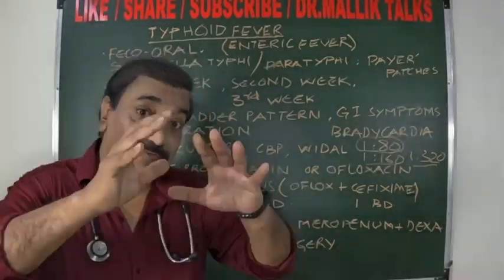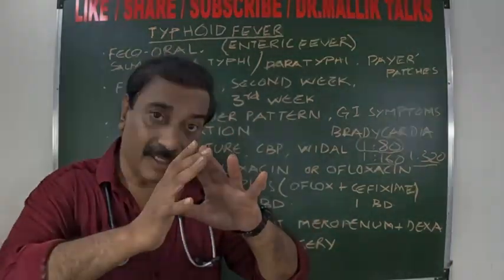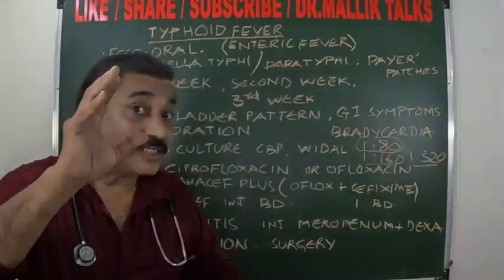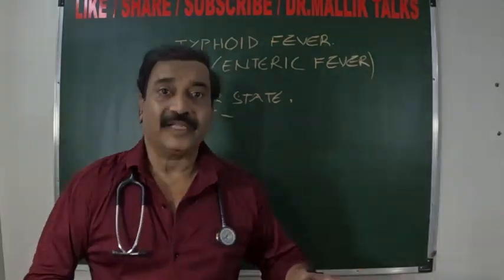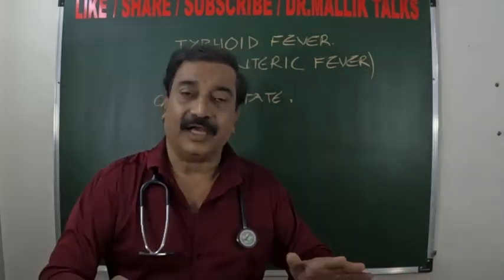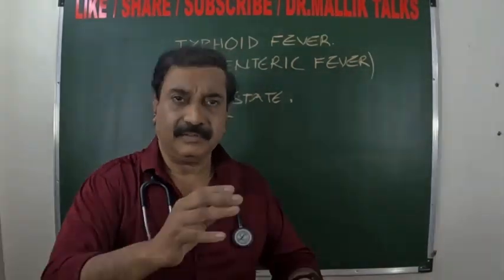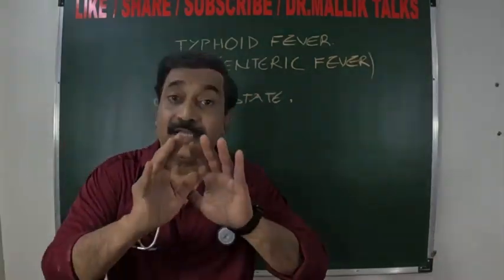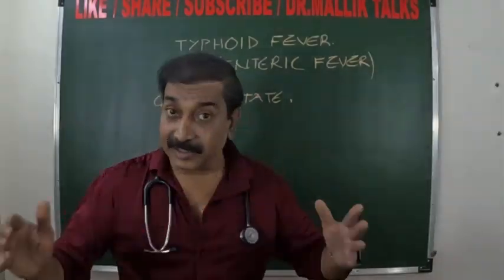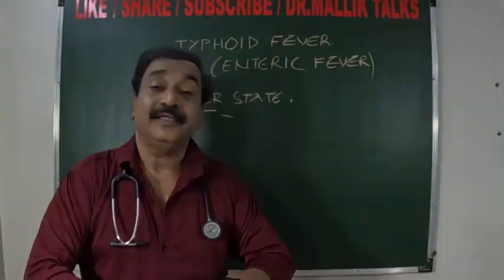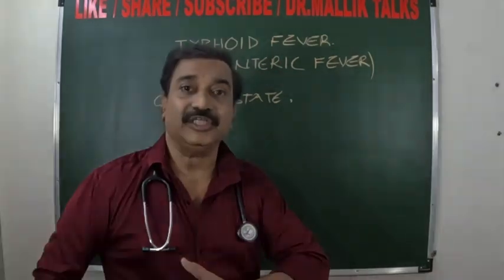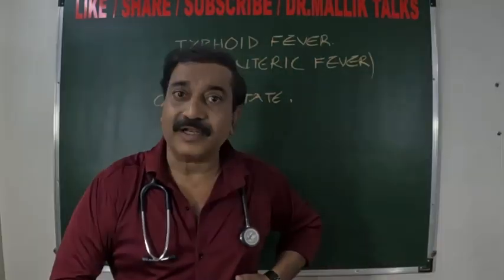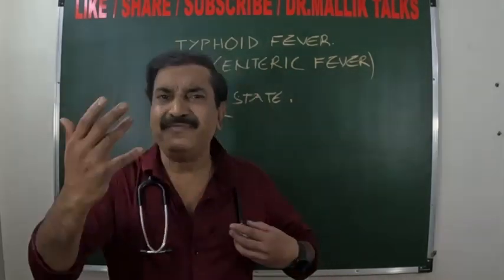Even if the typhoid fever comes down, the typhoid bacteria lodge in your gallbladder, liver, bone marrow. The fever comes down after recovery from typhoid fever, also called enteric fever. Once the fever comes down, you have recovered from enteric fever. Even then, these Salmonella typhi organisms lodge in your gallbladder, in your liver, in your bones.